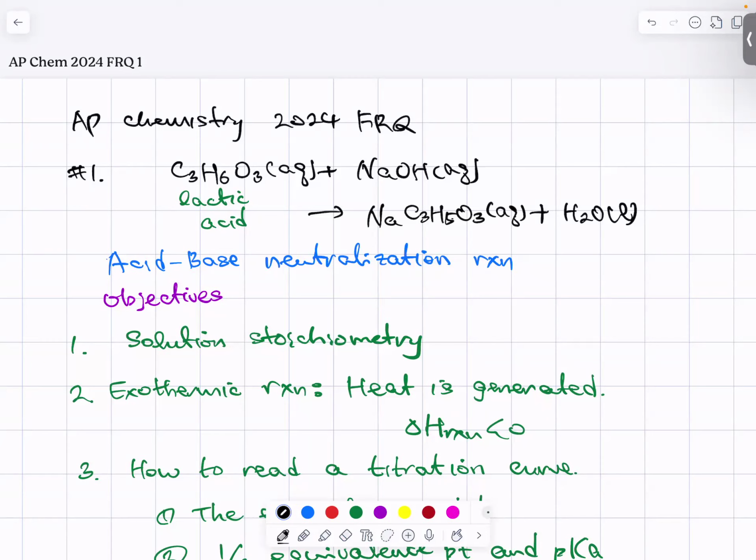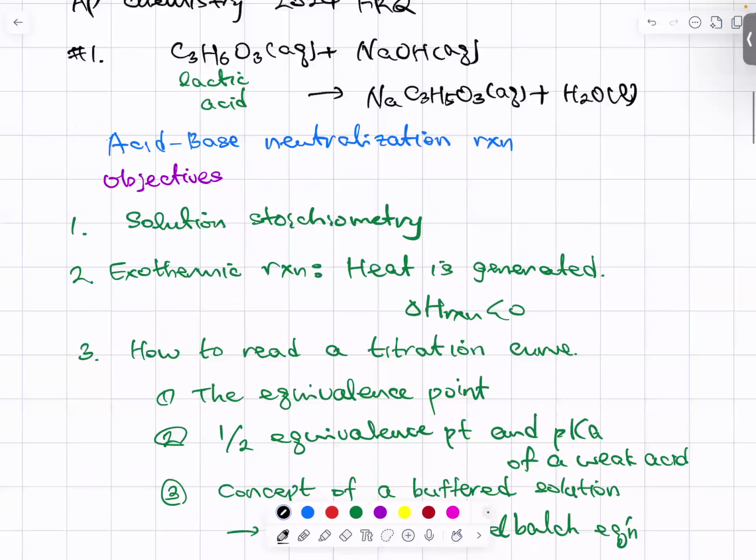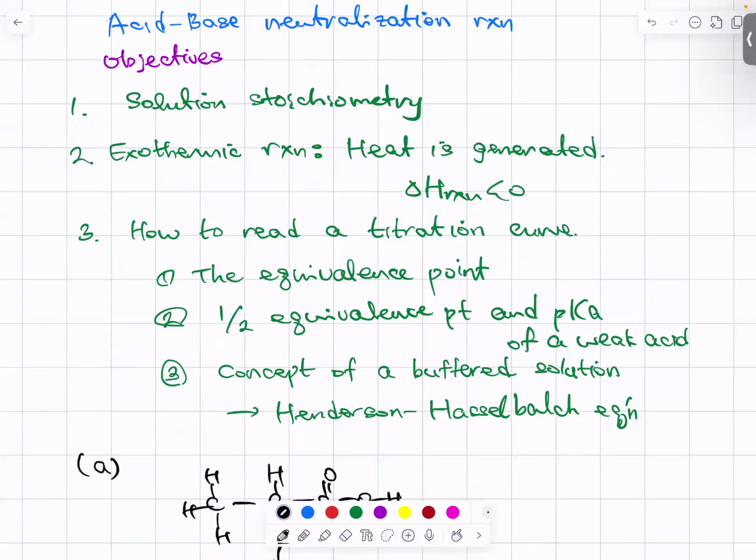Sodium lactate is formed. Now, the student learning objective for this problem is threefold. First, we need to understand solution stoichiometry. So, lactic acid is a monoprotic acid. Sodium hydroxide also has one hydroxide in the formula. So, as you see in this balanced equation, it is a one-to-one reaction.